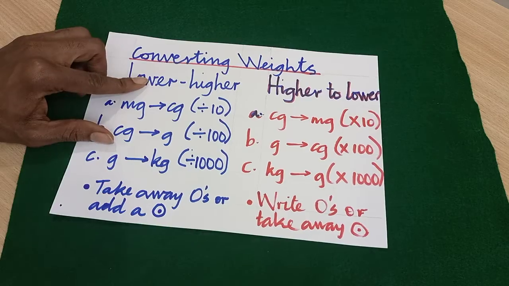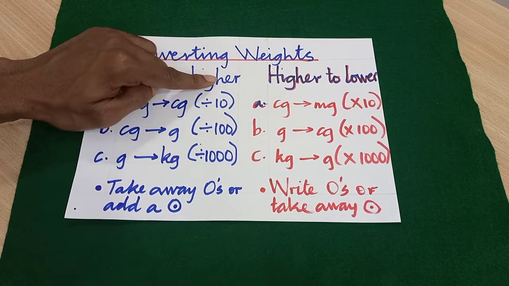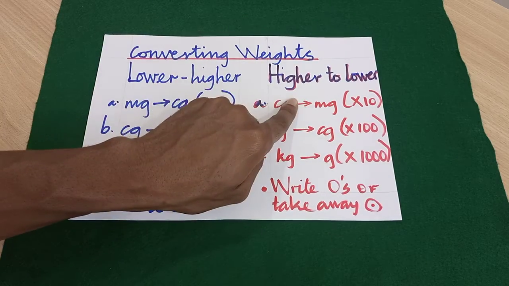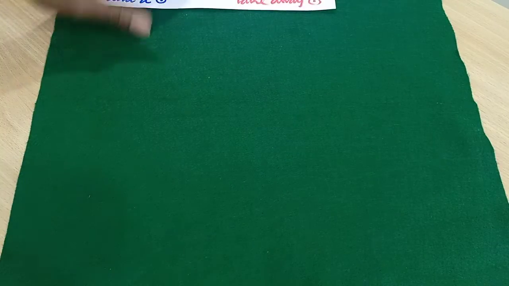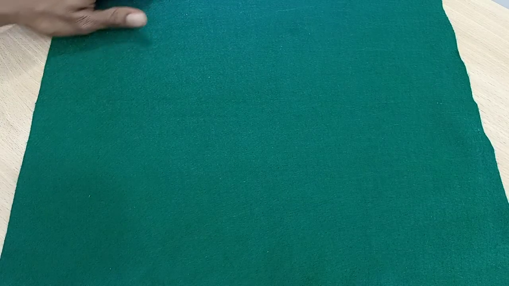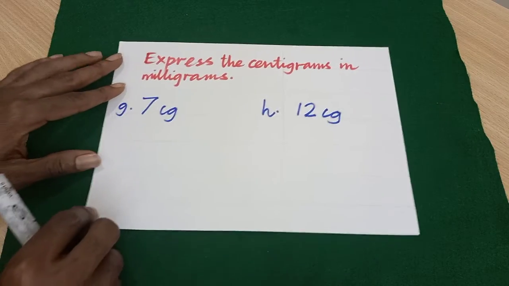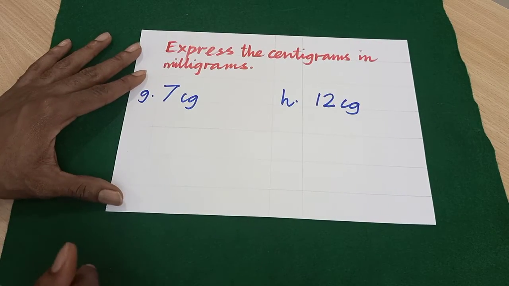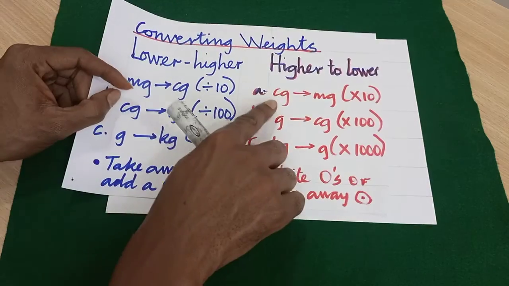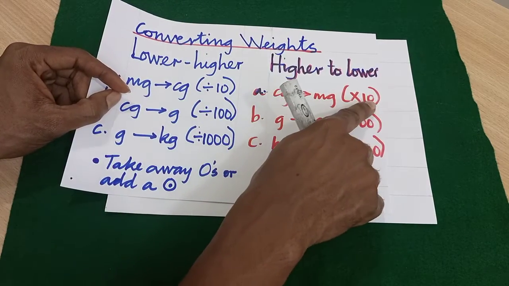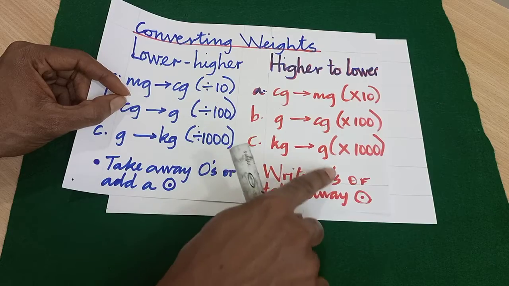Okay, now let's move on to the next. We finished converting from lower to higher units. Now let's convert from higher to lower units. Okay, first of all, let's express centigrams in milligrams. So 7 centigrams, let's express it in milligrams. And what do we do? Centigrams to milligrams, we multiply by 10 or we write a 0.